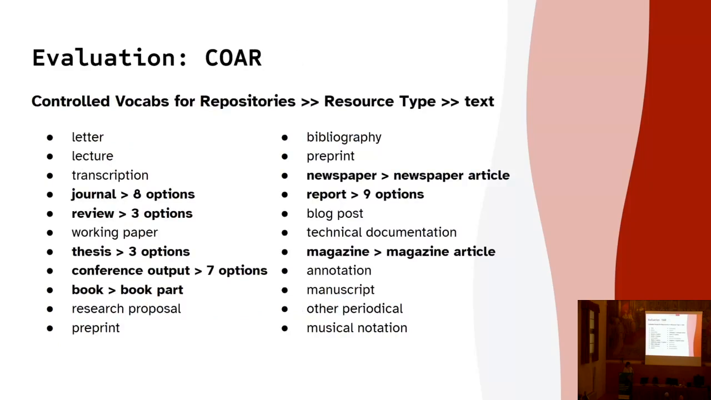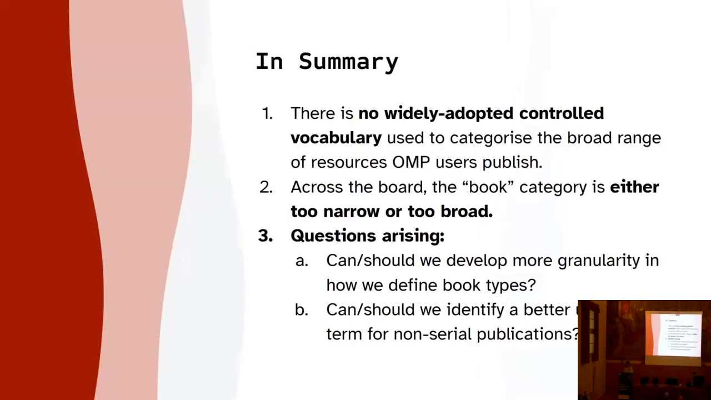And then I found the work done by CORE on the controlled vocabularies for repositories really interesting. What I've highlighted here is the different spots where there are additional options under each of these resource types, text. And I think it's remarkable that book has book part, and yet we have 9 options for report, we have 8 options for journals, we have 3 options for reviews, we have 7 options for conference outputs, and there's 1 for book, and it's a book part. So again, you're kind of seeing that there's an unequal distribution in terms of detail.